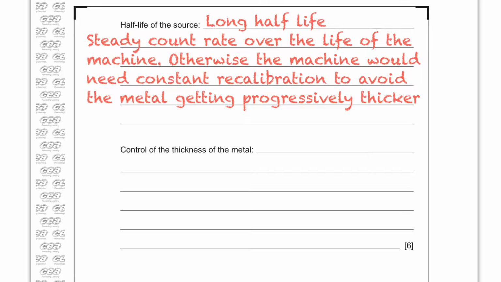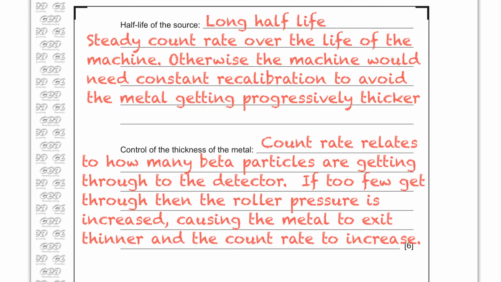So then the last bit, you're meant to explain how they can use this to control the thickness. You just explain that the count rate is relating to how many beta particles are getting through to the detector. If too few get through, then the roller pressure is decreased, causing the metal to exit thinner and the count rate to increase again. So the thickness can be adjusted, and the count rate will then return to some value that you're expecting. The idea is that you let pressure off the rollers or push on the rollers to adjust that.